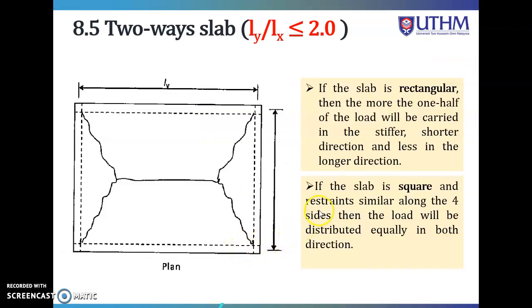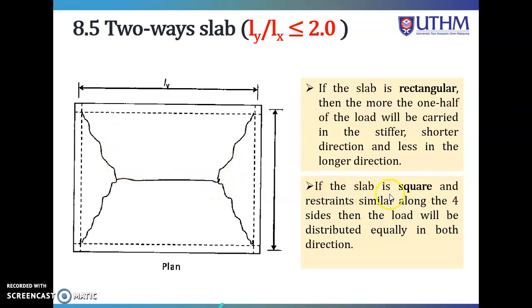Okay, two-way slab pula ada dua bentuk nanti. If the slab is rectangular, if the slab is square. Okay, so if this slab is rectangular, maksudnya macam inilah normal punya. Maksudnya dia punya length dia LY dengan LX dia memang obvious. Okay, then the one half of the load will be carried out in the stiffer, shorter direction and less in the longer direction. Okay, maksudnya dia punya pembahagian load itu dalam bentuk ini.